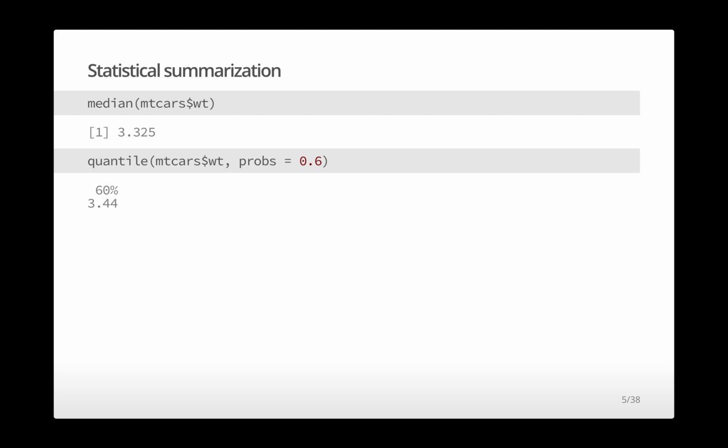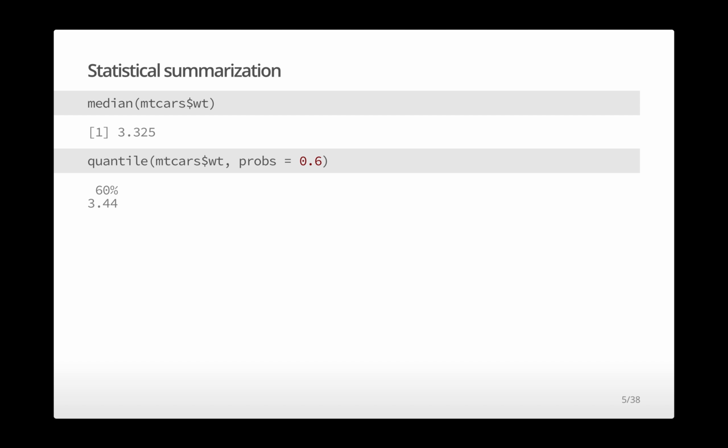Median, similarly, that's the median. But this we're doing on weight. Quantile, by default, again, will give you the min, max, 25th, 75th, and the median. It takes another argument, probs, for the probabilities. Like, what quantile do you want?